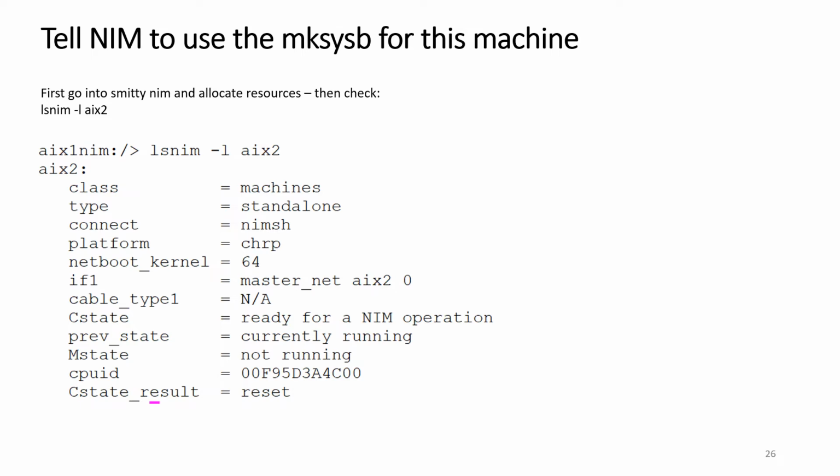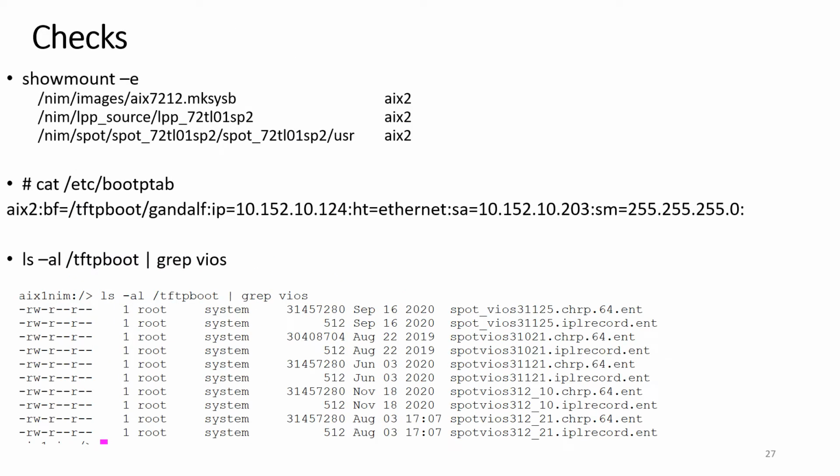Right, so this is just showing you the output of the lsnim, showing that we're ready for a NIM operation, but we are currently running. We check with the showmount -e and we make sure that the images, LPP source and SPOT are actually exported to that system. We check the bottom of the bootptab to make sure that that system is showing there.